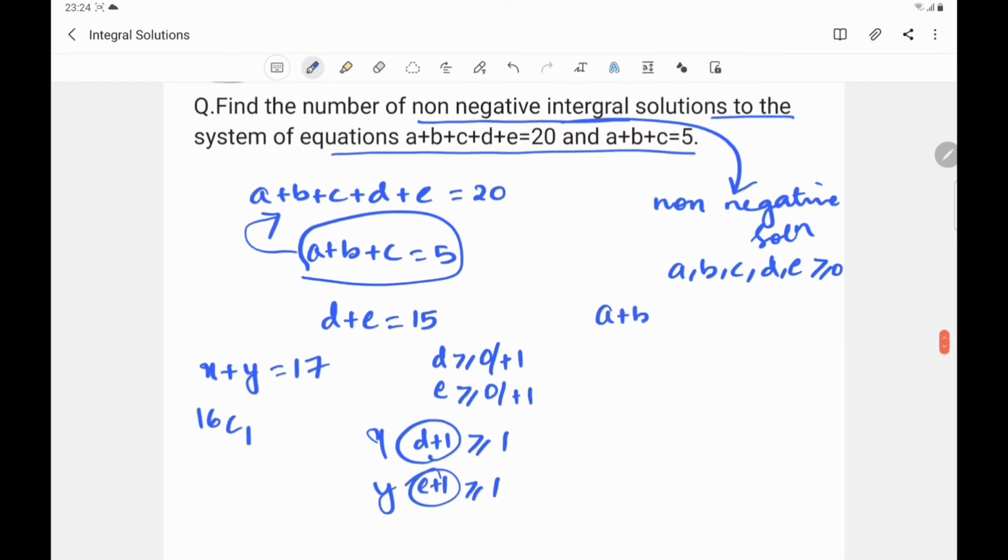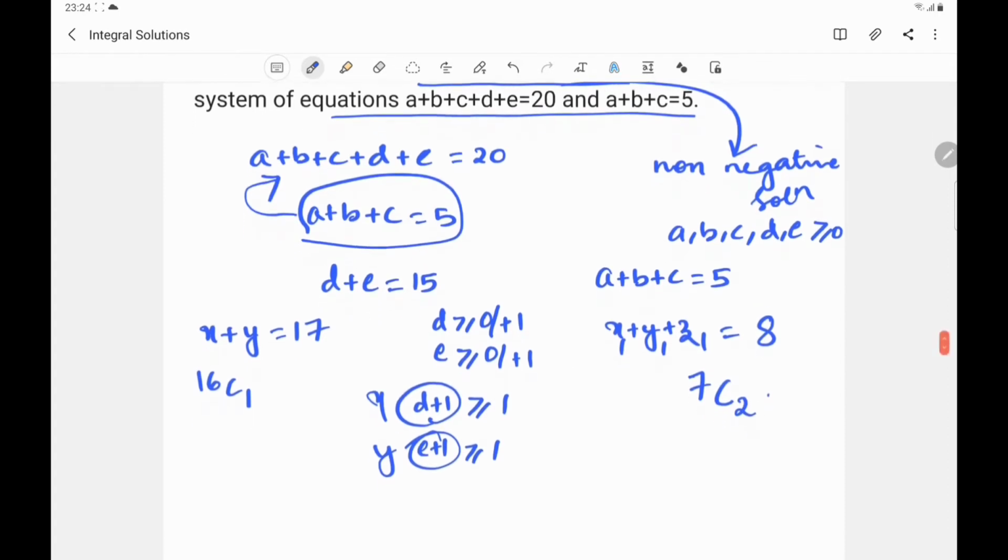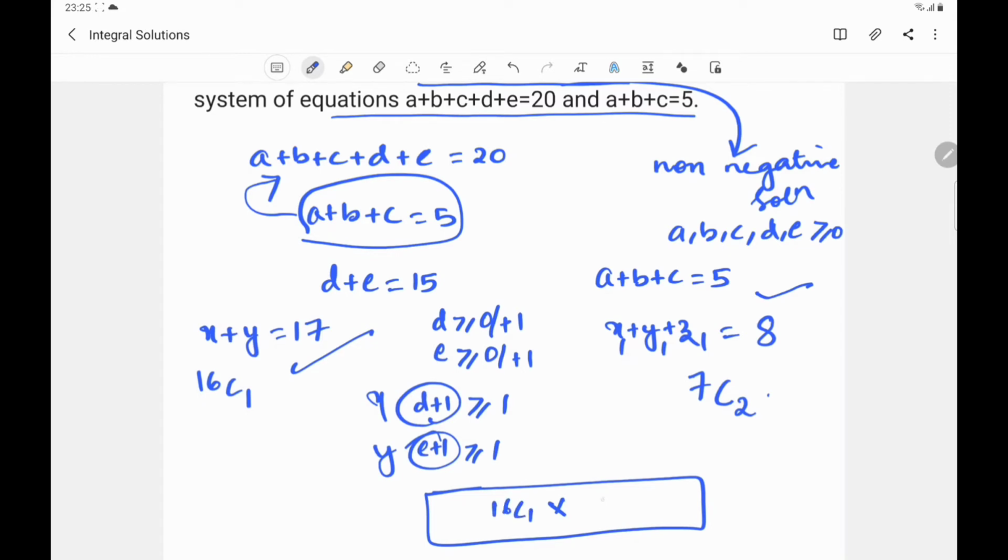Similarly, a plus b plus c is equal to 5. This is nothing but x plus y plus z, or else x1 plus y1 plus z1 is equal to 8, because when the 3 minus 1s are shifted to the right you get 8 here, and there will be 7 gaps. I'll select any 2 gaps. Now one event is happening, and this event has happened. After that we have solved this question, so we have to multiply these, by the fundamental principle of multiplication. This is the answer.